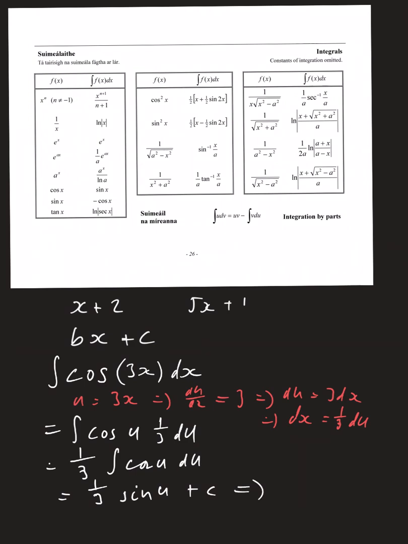And the last step would be to undo my substitution, and I get 1 over 3 times the sine of 3x plus c. Now if you look at this, you can see that in the end I just put 3x into the formula where x was before. So cosine x becomes sine x, cosine of 3x becomes sine of 3x times 1/3. And it works the same way for all of the functions in this table.